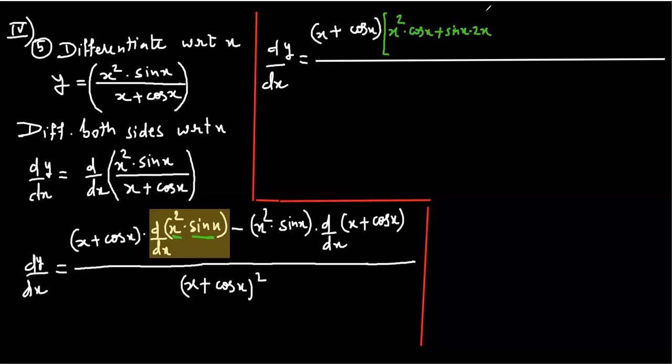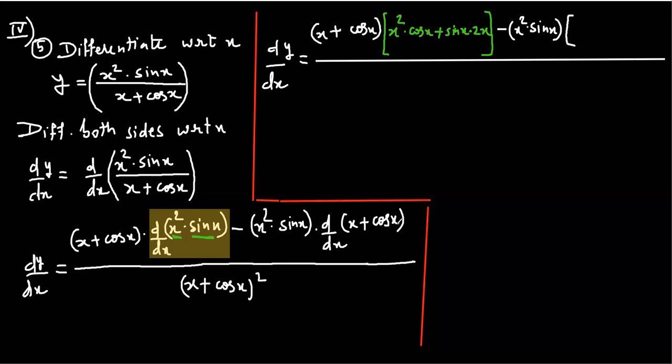Sin x into 2x and the bracket closed. Then we have minus, I have here x square sin x, and again d by dx of x plus cos x, which is, you know, it is x plus cos x. So it is just sum rule.